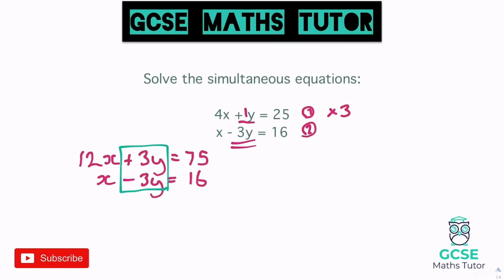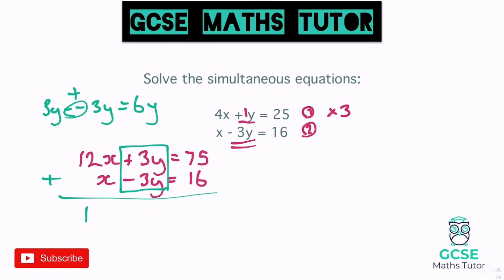Now if we think about the logic here, if I was to do 3y take away negative 3y, that would become a plus and I'd end up with 6y. So taking them away is not going to work, I'm going to have to add them together. 3y add negative 3y becomes 0. So if we add these two equations together, we get 13x equals 91.